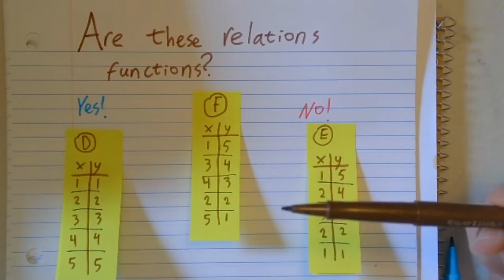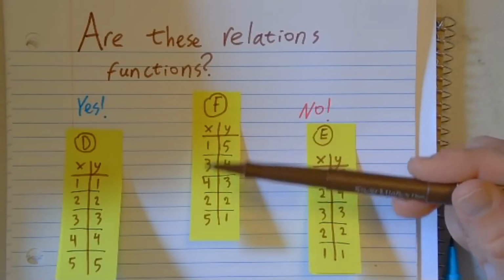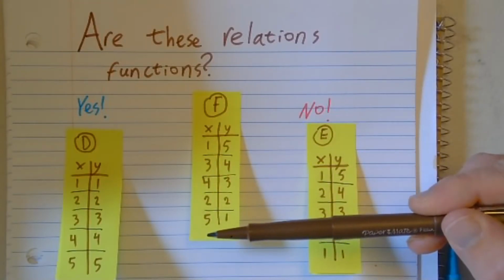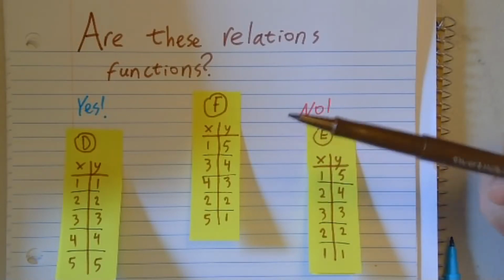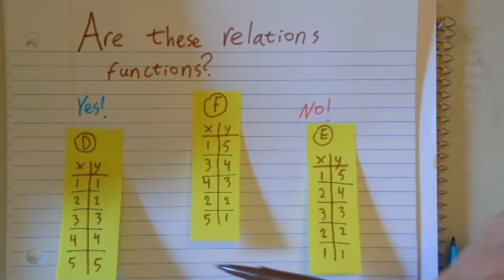So this is fine. I mean, it's disorganized. If I wanted to do something with this information, I'd probably rewrite it so that it was in order. But that's okay. Functions can be a little disorganized. Each input still maps to only one output.